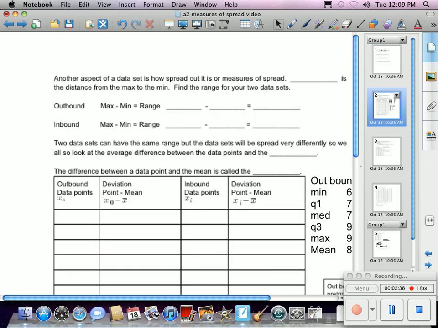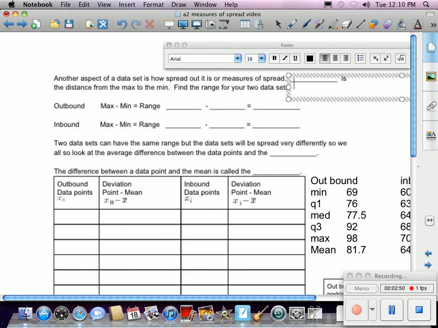All right, so let's turn to page 2. Another aspect of the data is how spread out the measures are, which is our main thing that we're learning today. The first one that we're going to talk about, which you should all be pretty familiar with, is called range. Range is the distance from the max to the min.